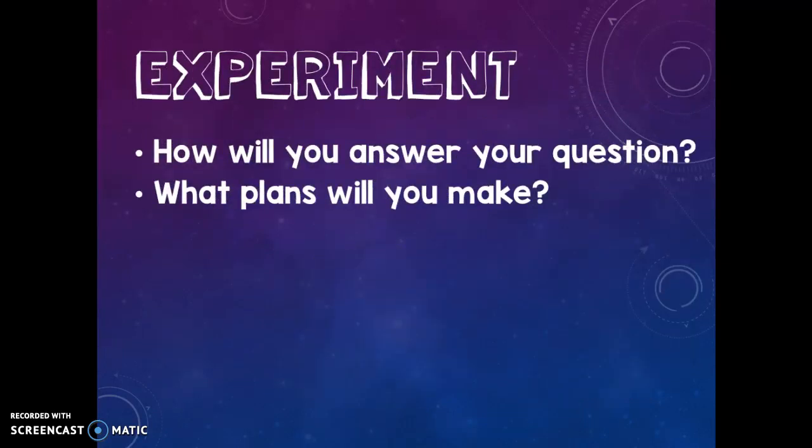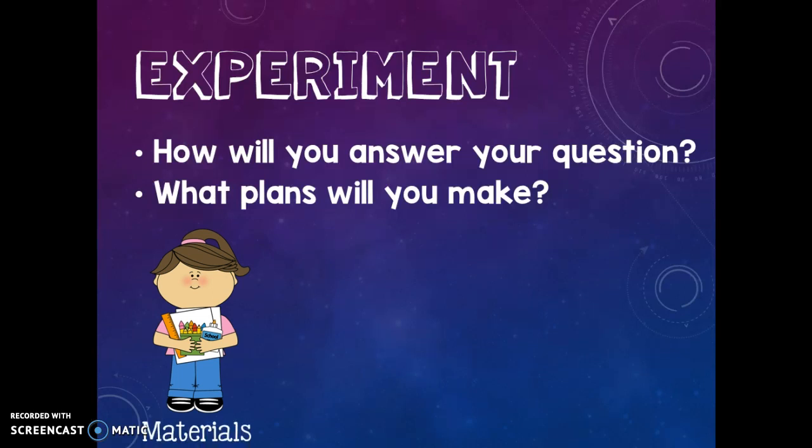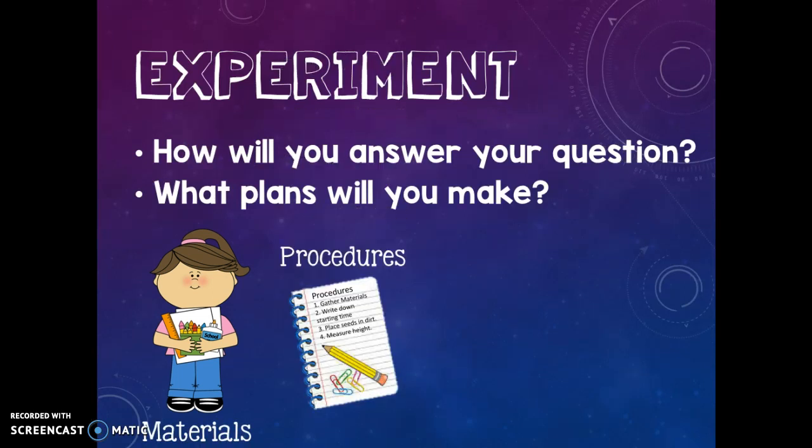The next thing we're going to do, after we have asked a question, done research, and formed a hypothesis, is experiment. This is where you get to be an awesome scientist. How will you answer your question, and what kind of plans will you make? Before you can do your awesome experiment, you have to gather materials and create a list of steps in order to complete your experiment. These are called procedures. They are really important in order to help other people do the same experiment you did.